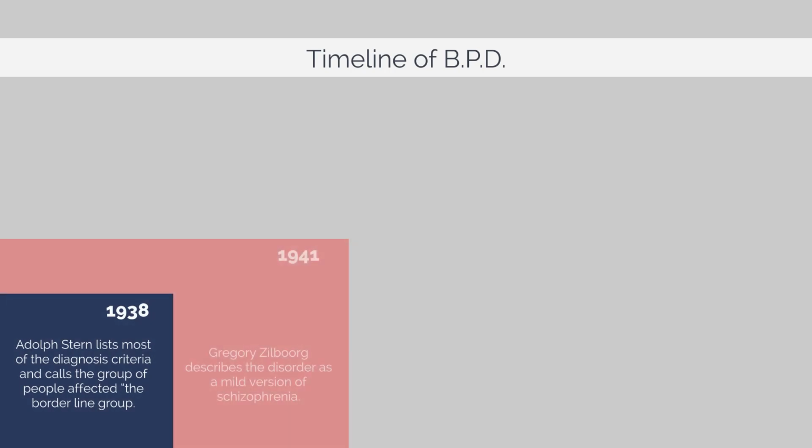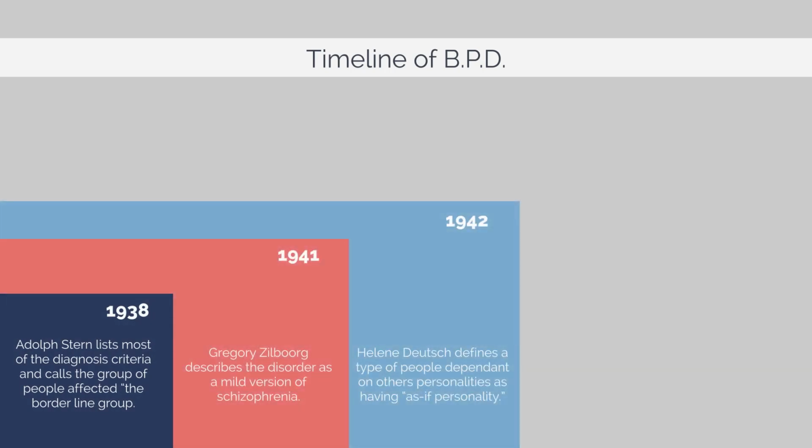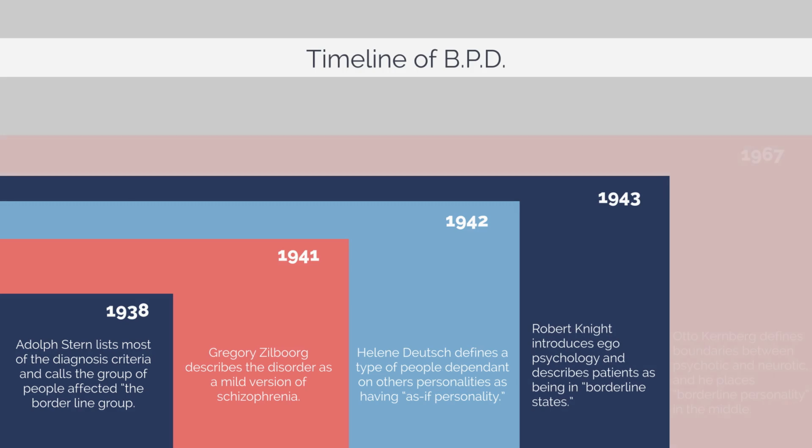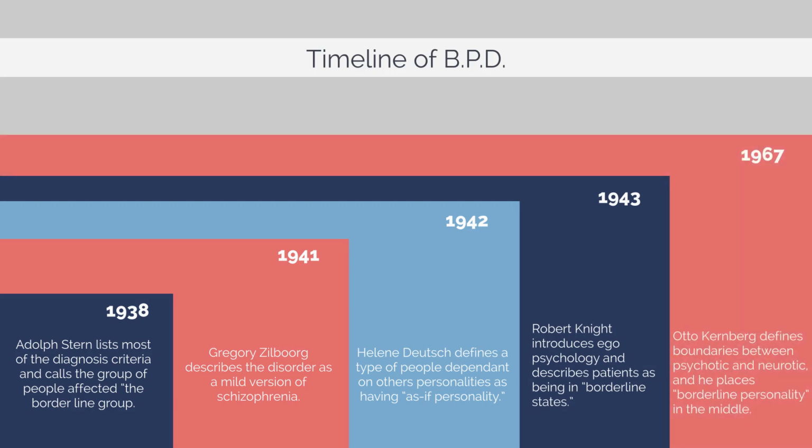1938, Adolf Stern lists most of the diagnosis criteria and calls the group of people affected the borderline group. 1941, Gregory Zilboorg describes the disorder as a mild version of schizophrenia. 1942, Helene Deutsch defines a type of people dependent on others' personalities as having an as-if personality. 1943, Robert Knight introduces ego psychology and describes patients as being in borderline states.